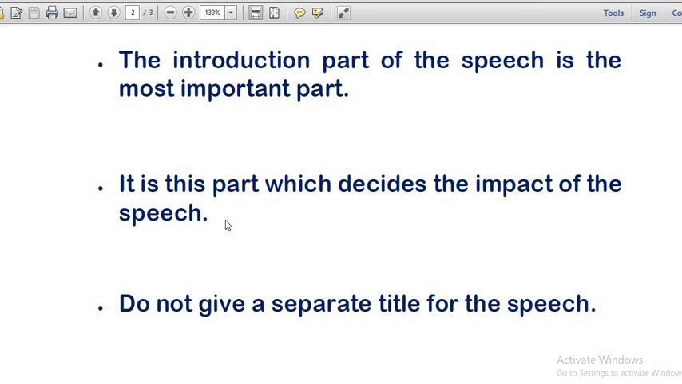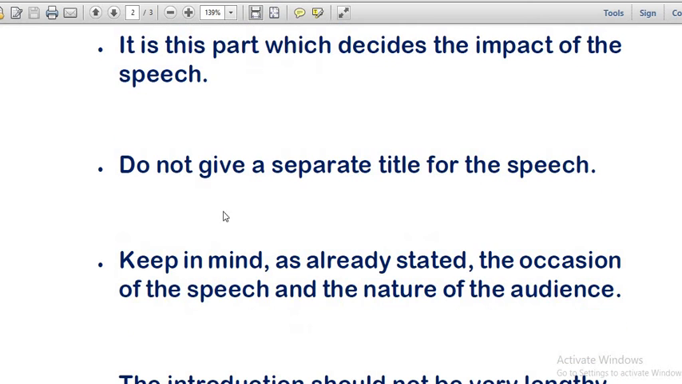So you have to be very careful while writing the introductory part, because the introductory part ultimately sets the stage for the remaining part of the speech. So every one of you has to be very, very careful related to the introductory part.